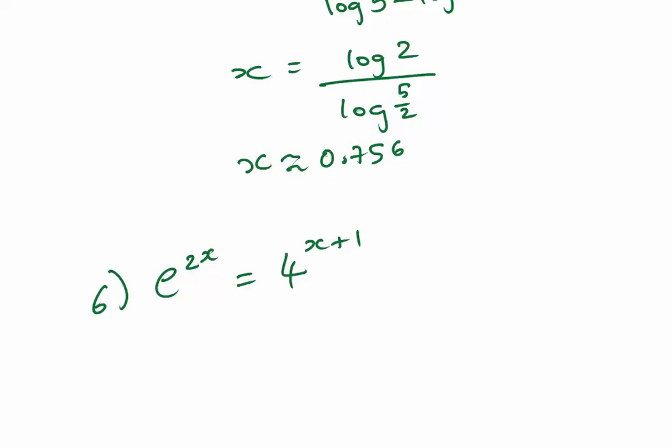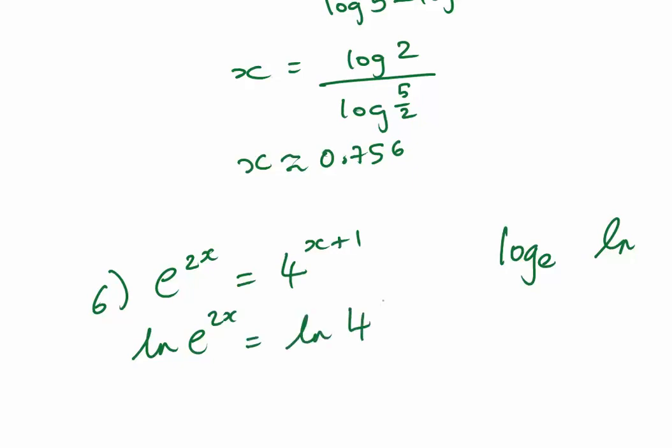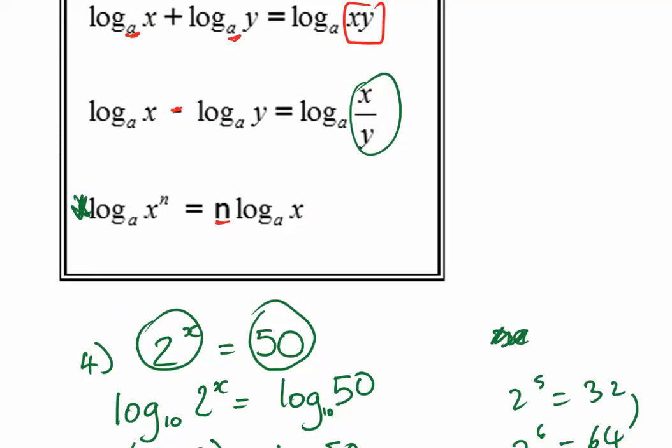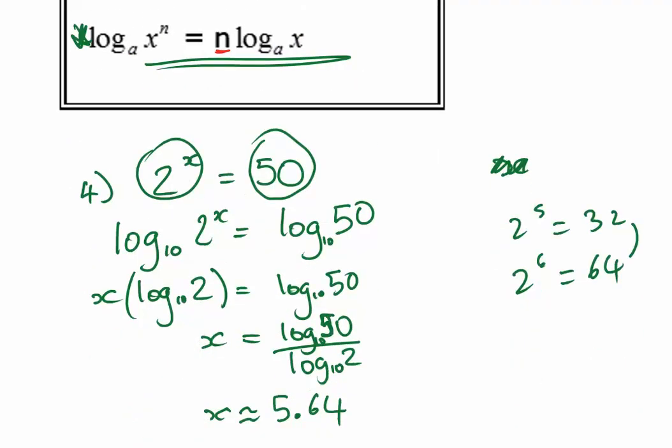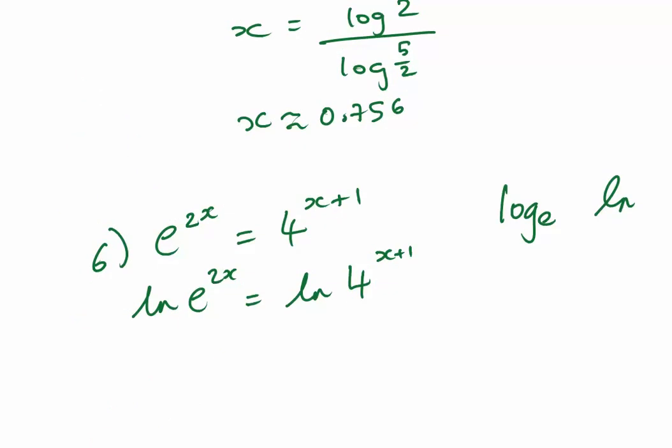So that's going to be log, I'm going to take log base e of both sides, or as we're going to write that, ln. So the log of e to the 2x is equal to the log of 4 to the x plus 1. And so let's use our rule again here. That third law, the power law, is the one that's most useful for all of these. So log of e to the 2x is 2x log of e, and here same again, I've got x plus 1 lots of log of 4.